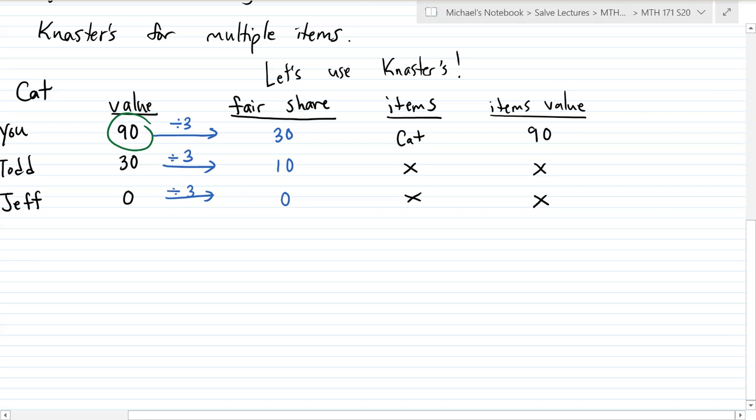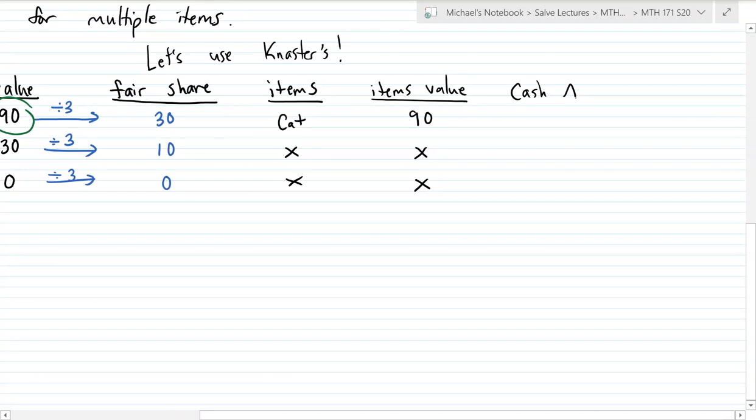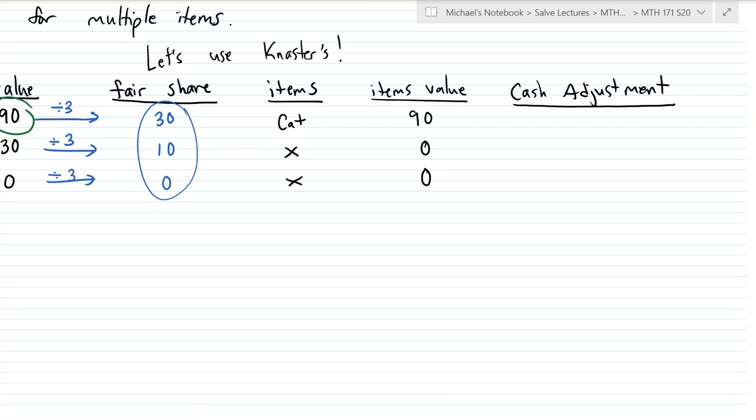And the point is, we need to make a cash adjustment in order to bring our total value, right, equal in line with our fair share. Okay, so here maybe for item value I'll even just write 0 and 0 for Todd and Jeff. Right, Todd needs to get to 10, so he needs plus $10. He needs to be given $10.